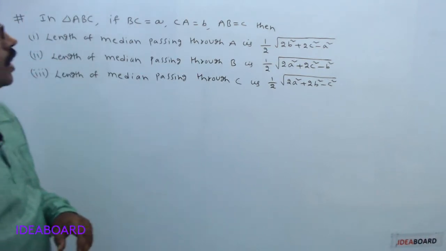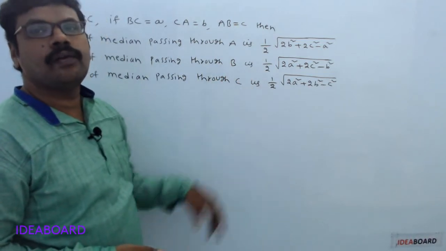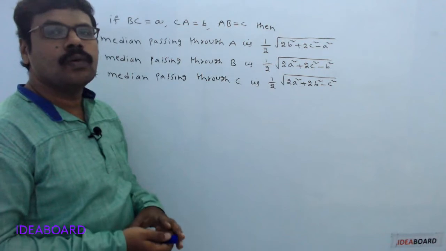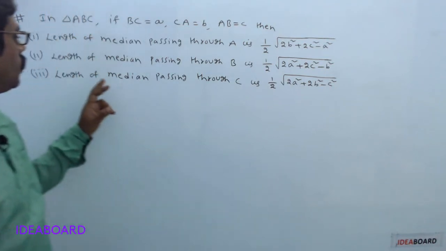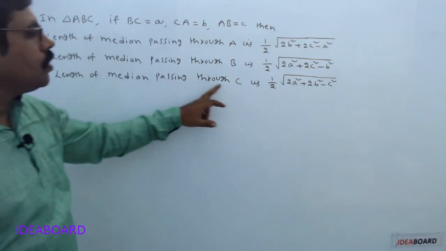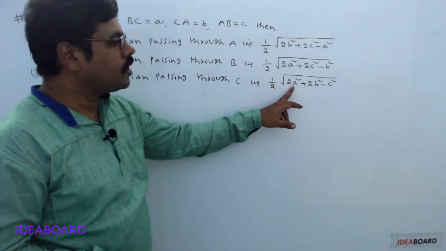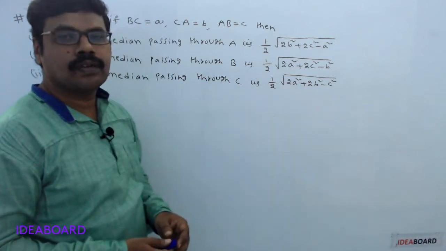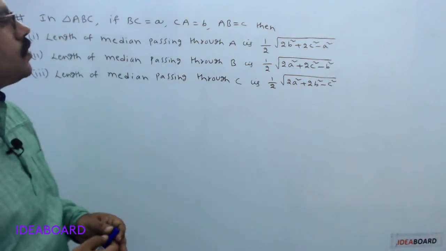Second point, the length of the median passing through the vertex B is 1 by 2 into square root of 2a square plus 2c square minus b square. Third one, the length of the median passing through the vertex C is 1 by 2 into square root of 2a square plus 2b square minus c square. Now come to the proof of this formula.